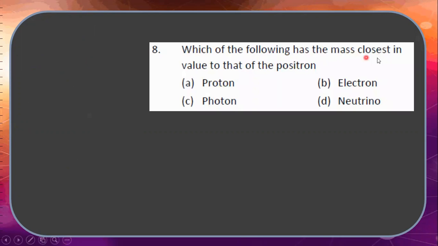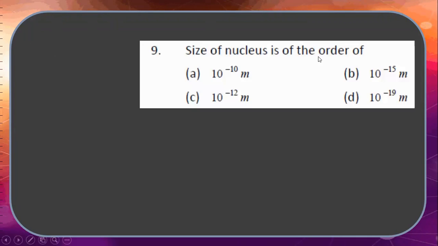Which of the following has the mass closest to the value of the positron? Positron is nothing but the antiparticle of the electron. That's why electron mass and positron mass are almost the same. The size of the nucleus is in the order of 10 power minus 15 meters.